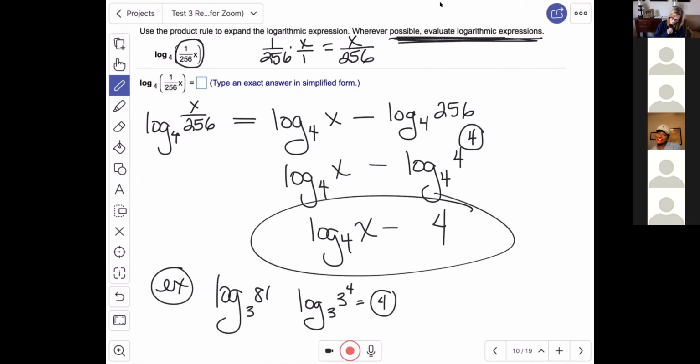Oh, sorry. That's my answer. They just want you to expand it. So this will be expanded out. They just wanted you to convert that second log to 4. And that's what they want.